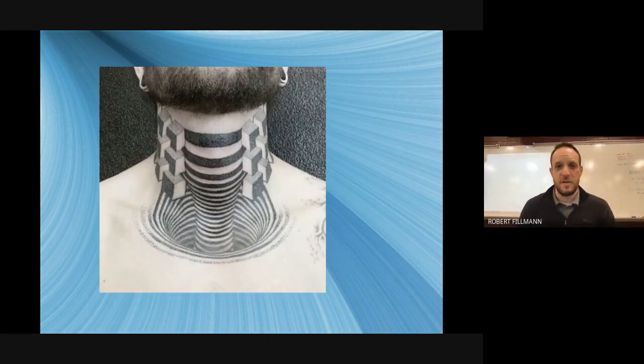Optical illusion, you see them everywhere. You could even be an optical illusion. This guy thought he would get a tattoo. Kind of looks like an MC Escher drawing. I don't know. We'll see what Mrs. Philman thinks. I'm thinking about getting one of these. It's a good conversation piece.